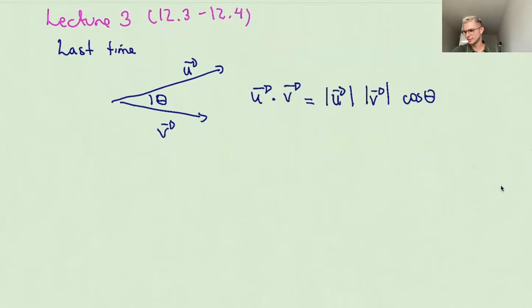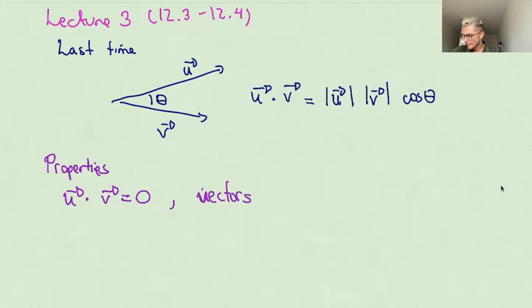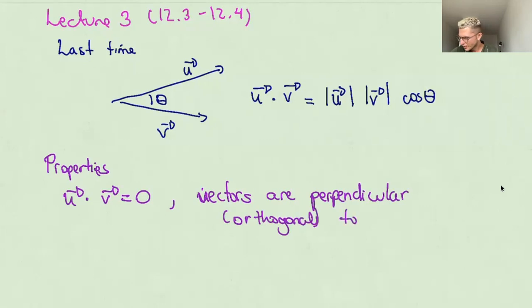We were discussing some of the properties of the dot product. One that you should really remember is that if the dot product is 0, then that means that the vectors are perpendicular to one another, which we also call orthogonal.